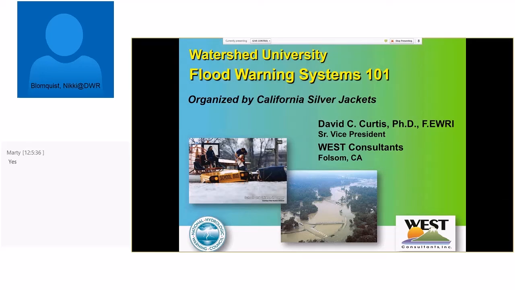We're going to be talking about flood warning systems and hydrologic warning systems. I'm going to use those terms interchangeably, so if you see one, the other actually applies as well.